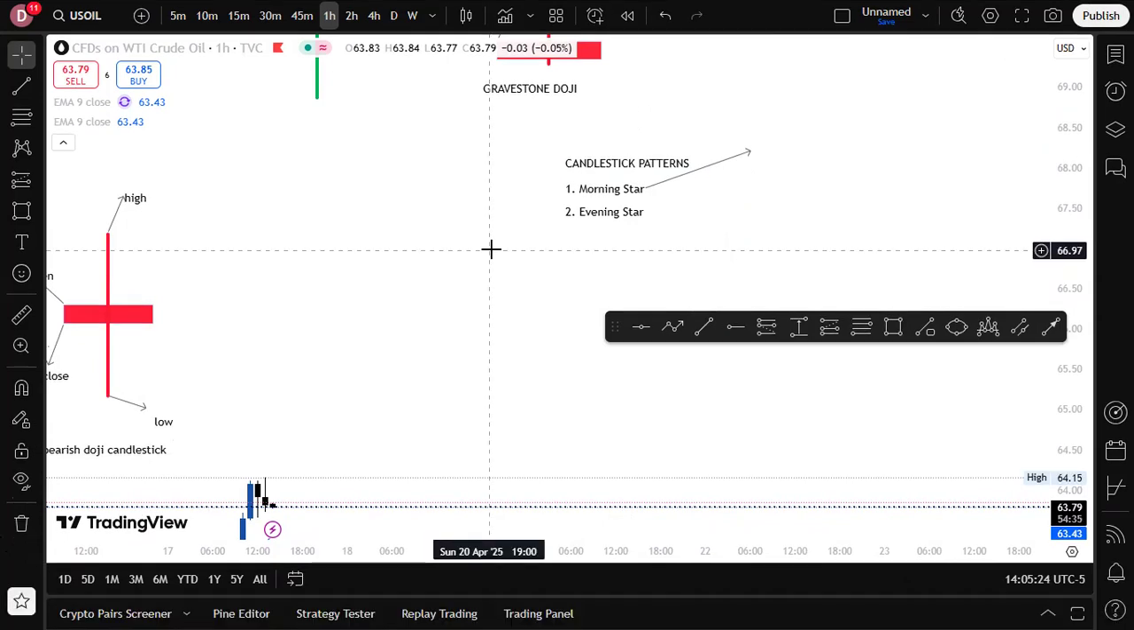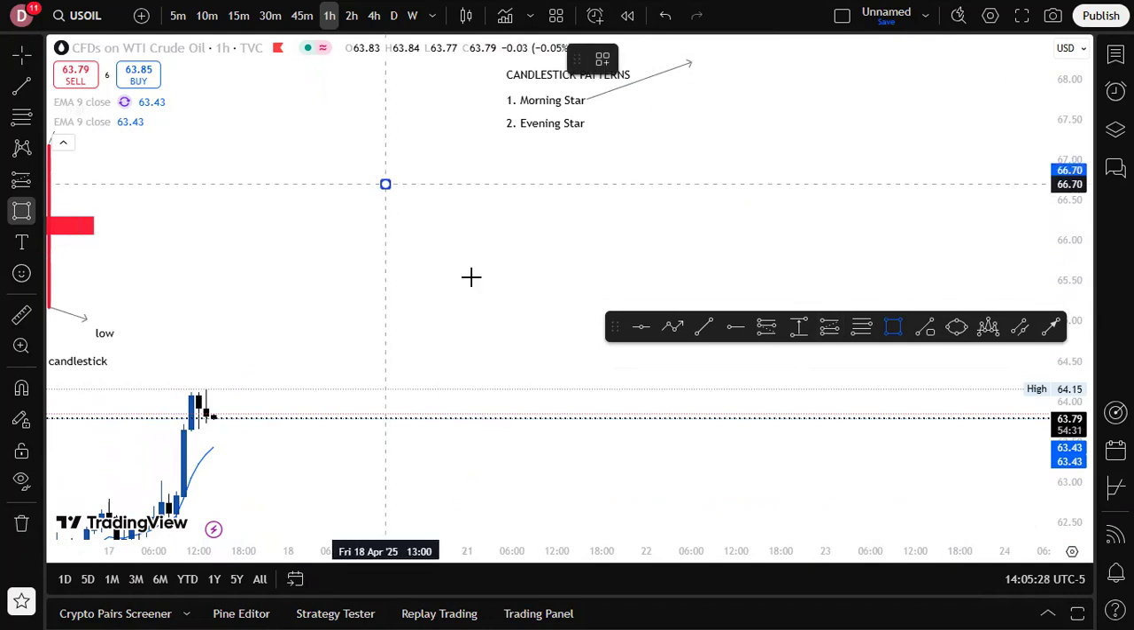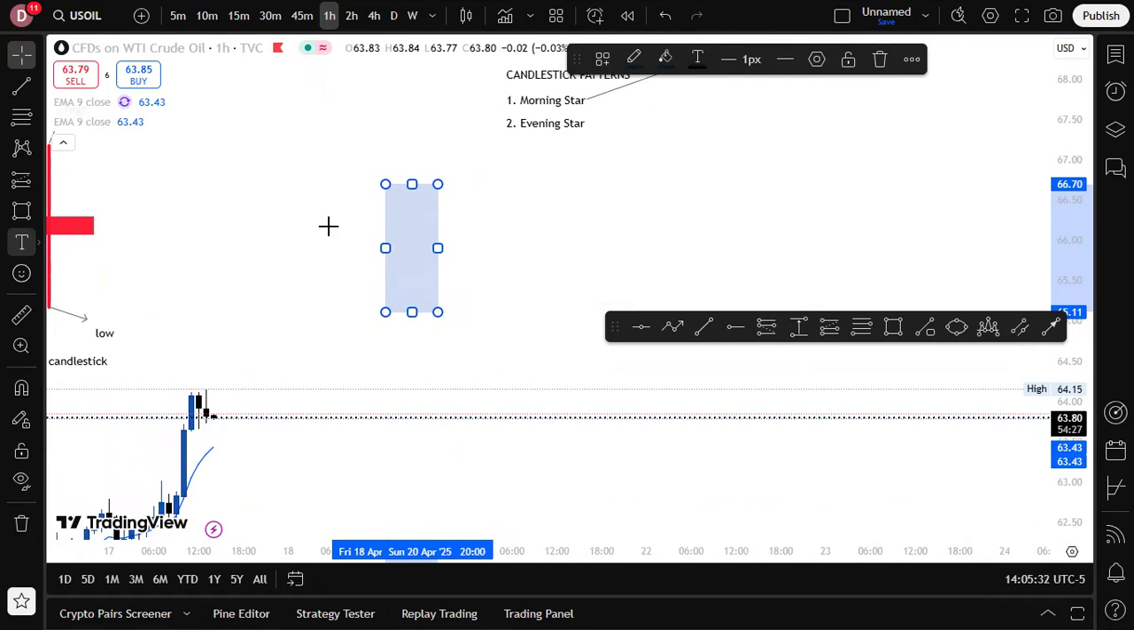So a morning star is a bullish reversal candle. This is how it will look. Very bearish.